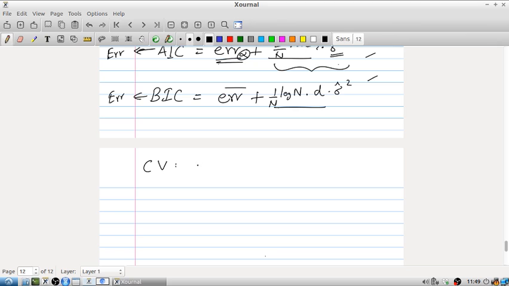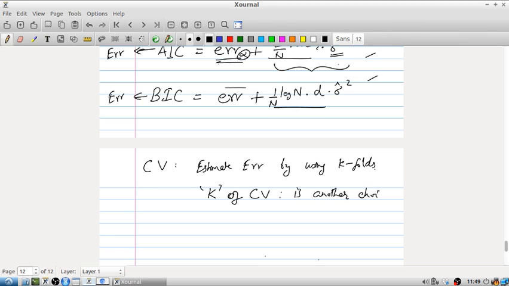Okay. Cross validation. What do we say? I can estimate generalization error by using k folds, and for each fold, building a model on the rest of the folds, or the rest of the training data, and computing the error on the particular fold that you left out. Okay, and take an average. So this k of the k-fold cross validation is another choice that you need to make.